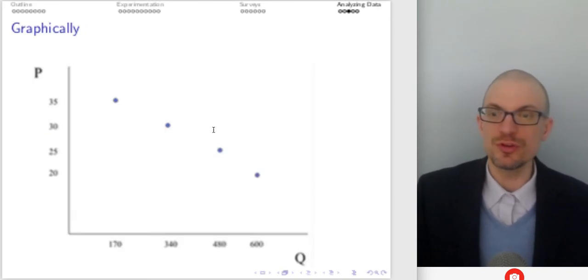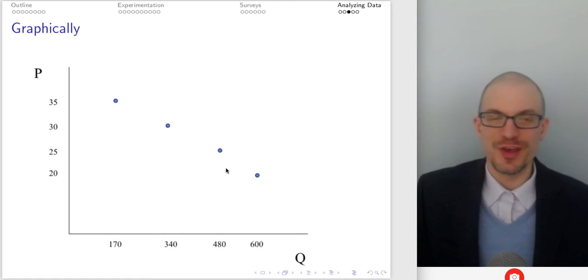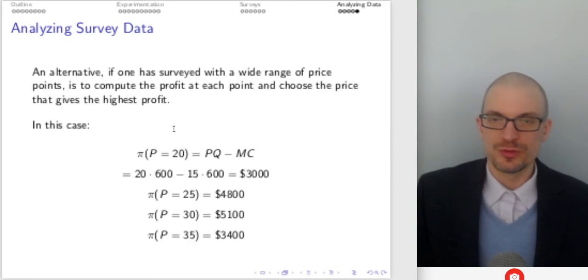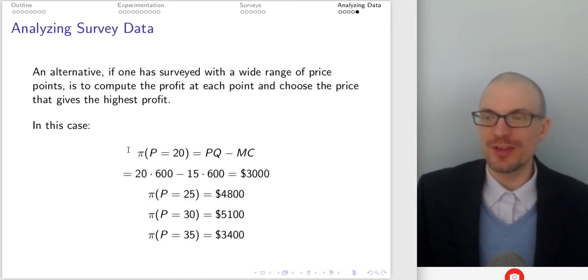A couple things we can do here. We can plot our line of best fit, and then we can use that as our demand curve. And then if we have a large amount of data, we could compute profit at those points, and whichever is the highest, indeed, that's going to be our profit maximizing point.